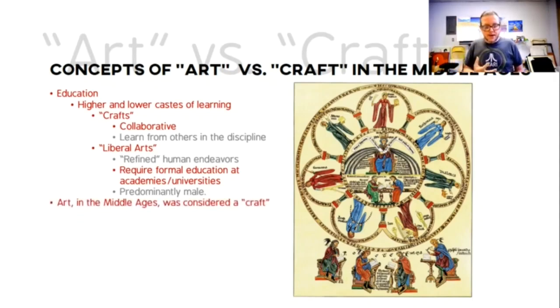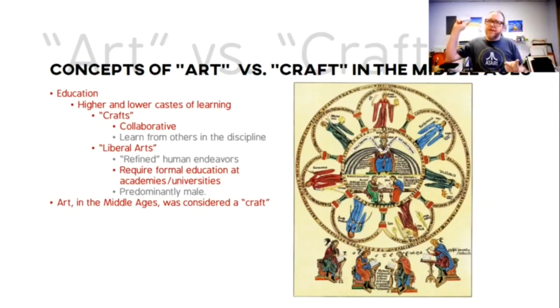Art in the Middle Ages was considered a craft. And I didn't mention this when I was talking about the upper and lower castes of learning, but crafts, because they were considered collaborative, and because they were something that one would learn from another person in the field, women could learn those things. And to a certain extent, a lot of things that are considered craft today are sort of in the stereotypical, traditional realm of women, at least in Western culture, right?